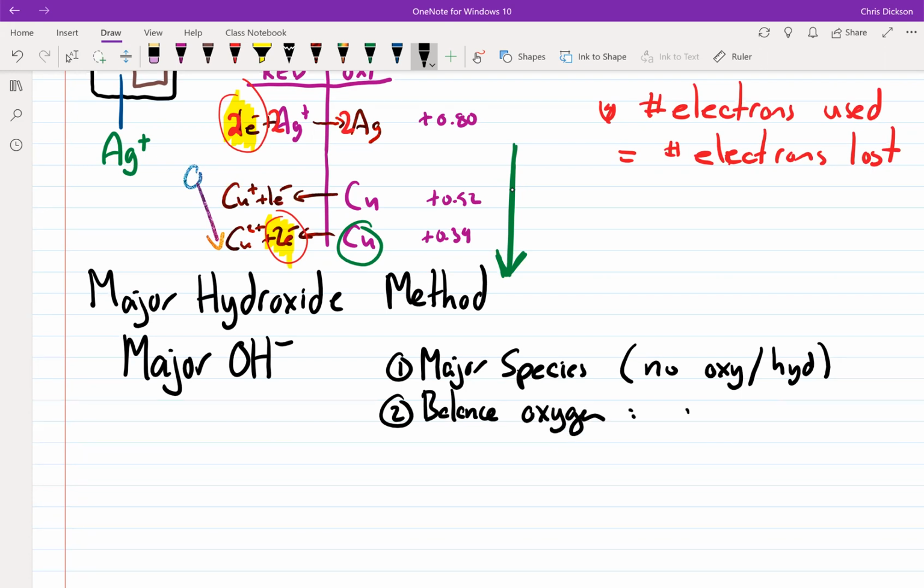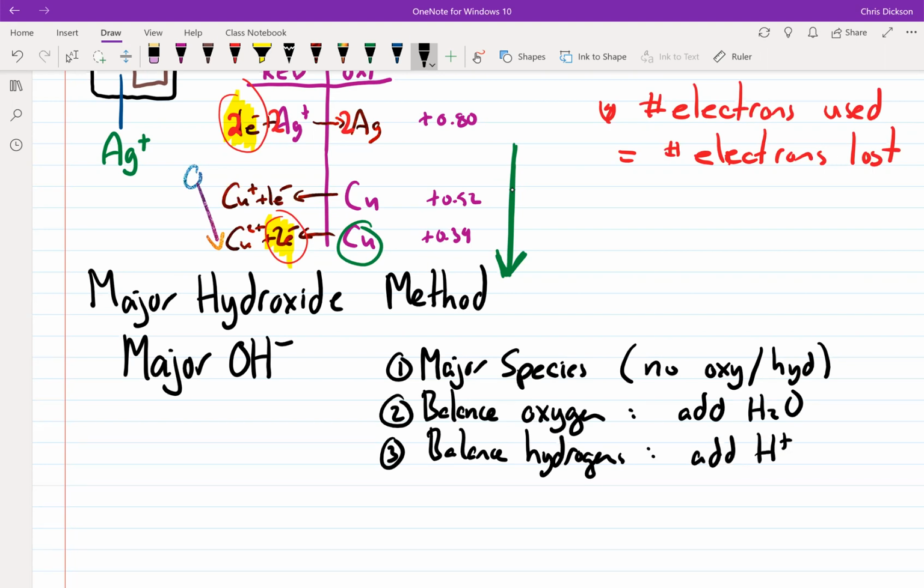And we do that by adding water. And the third thing we balance are hydrogens. And we do that by adding protons. And then the fourth thing we balance is charge. And we do that by adding electrons to the reaction itself.